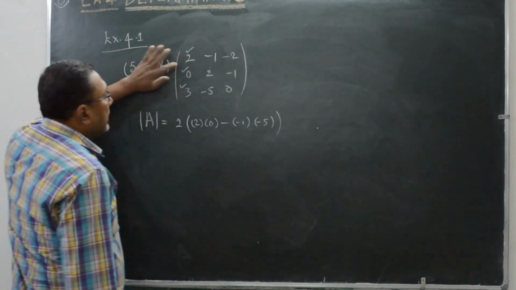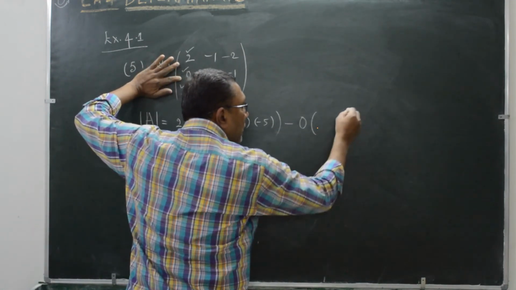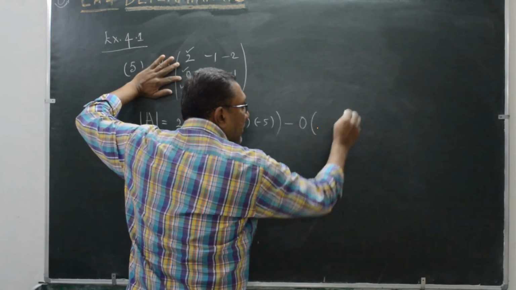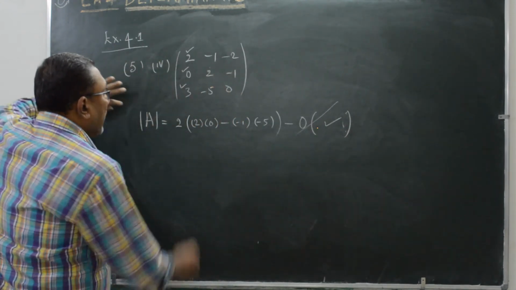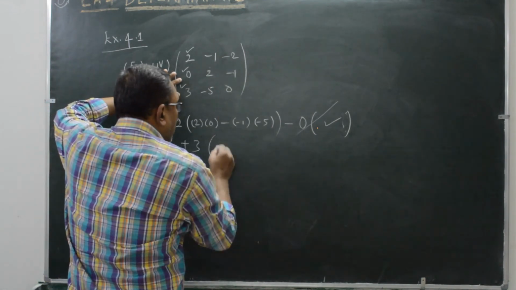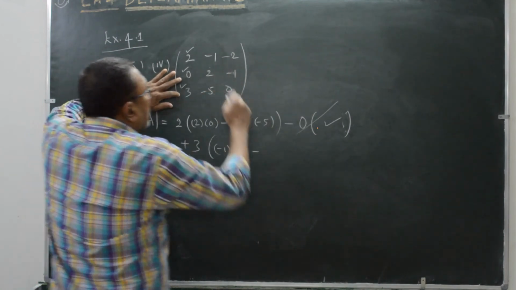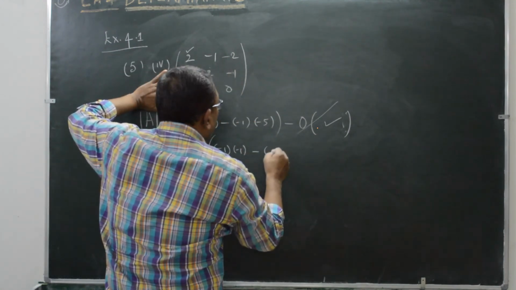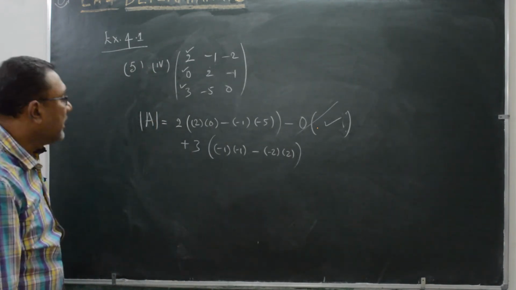The first element is gone, and for the second element we don't have to do anything because everything gets multiplied with 0. Then the third element is 3 minus 1 into minus 1, minus 2 and 2. Let's simplify this. This will be the answer.